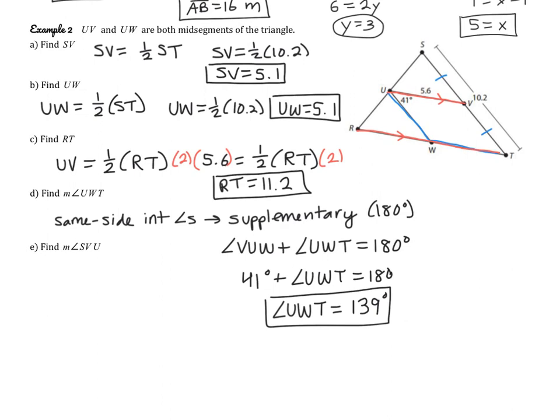Okay, last we are asked to find the measure of angle SVU. So now I'm going to use a different set of parallel lines. I'm going to use UW, which is a midsegment, and the third side, ST. So again, here we know that UW is parallel to ST because that's part of the definition of the triangle midsegment theorem. And then I see, oh look, I have two parallel lines cut by a transversal.